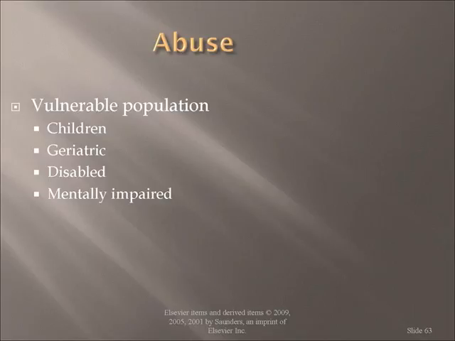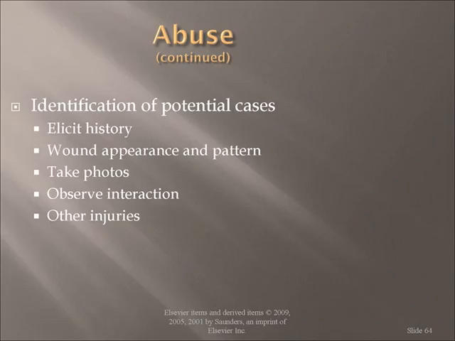Was the burn caused by abuse? Is this a vulnerable population issue? These vulnerable populations are children, geriatrics, disabled, and the mentally impaired. You have to watch for identification of potential cases. Elicit their history. What does the wound appearance and pattern look like? Take photographs. Observe interactions between the patient and their family members, and look for any potential other injuries or significant instances of potential abuse.